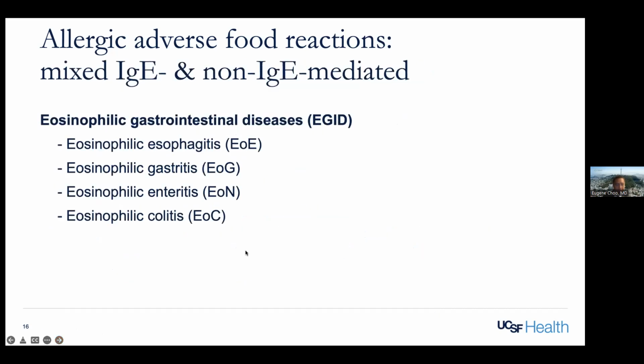And now we get to the category of allergic adverse food reactions that's mixed, with some component of IgE and non-IgE mediation going on here. This is going to be the EGID category, really, with EoE, or eosinophilic esophagitis, being the most famous of the group for sure. But then we've also got the gastritis, the enteritis, and the colitis.